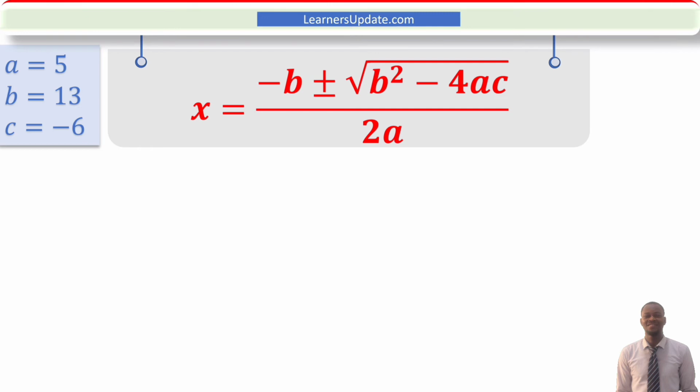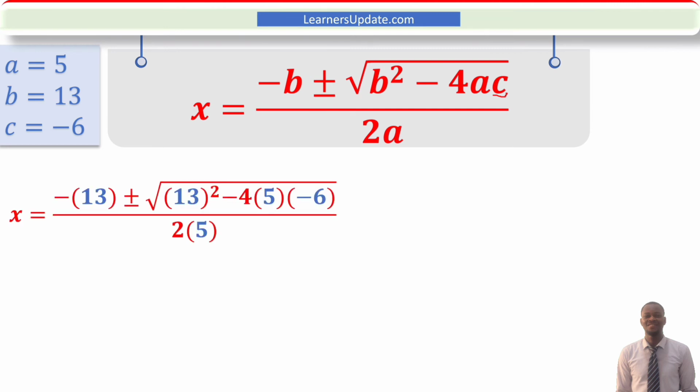We know that our A is 5, so everywhere we see A inside of this formula, we just go ahead and substitute 5. And everywhere we see B, we go ahead and substitute 13 for it. And everywhere we see C, we go ahead and substitute minus 6 for it. Okay, this is going to give us x equal what we have here.